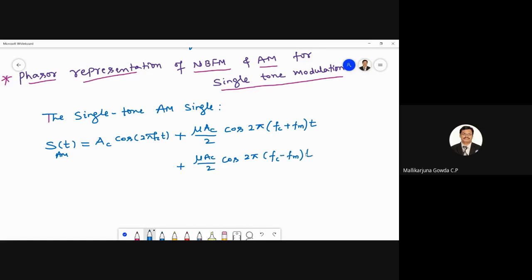So you don't know the equation only, then how do you write the phasor diagram for this? Isn't it? You don't know what is upper sideband, what is lower sideband.